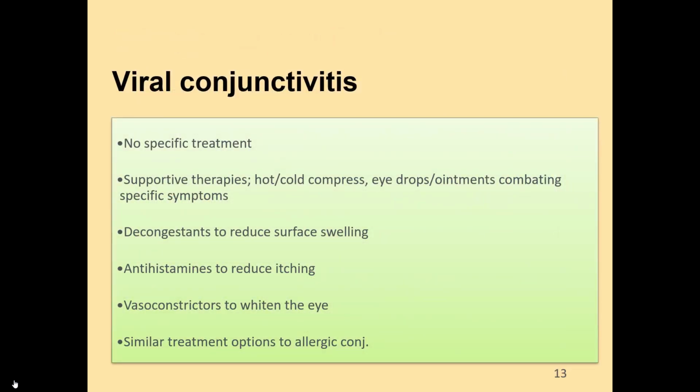And then viral conjunctivitis. There's no specific treatment for viral conjunctivitis, so it's a matter of recommending supportive therapies. So patients may find that hot or cold compresses can help relieve the discomfort. That would be something like a face flannel soaked in hot or cold water and then applied to the eyes. Eye drops or ointments that treat specific symptoms could be useful. So perhaps if somebody is experiencing grittiness or dryness, they could use a lubricating eye drop, which may help with that.